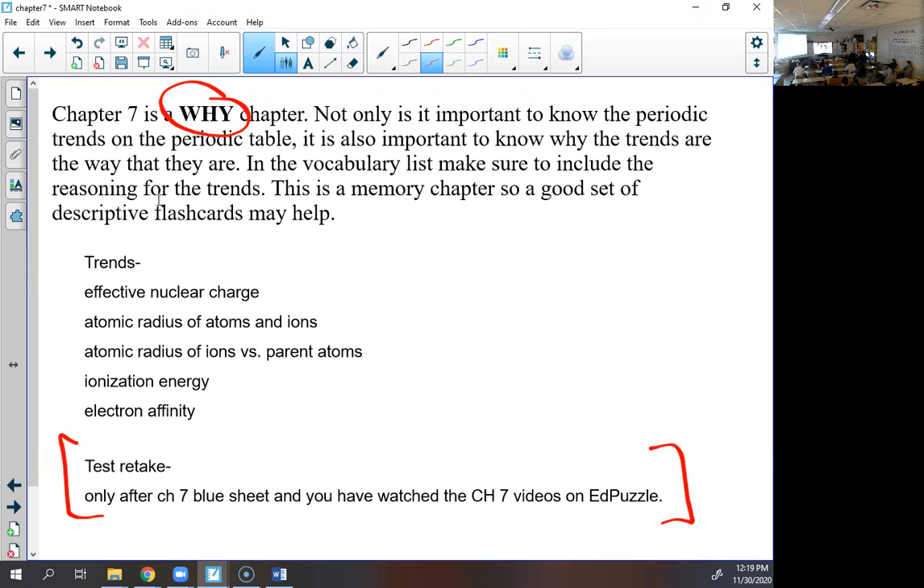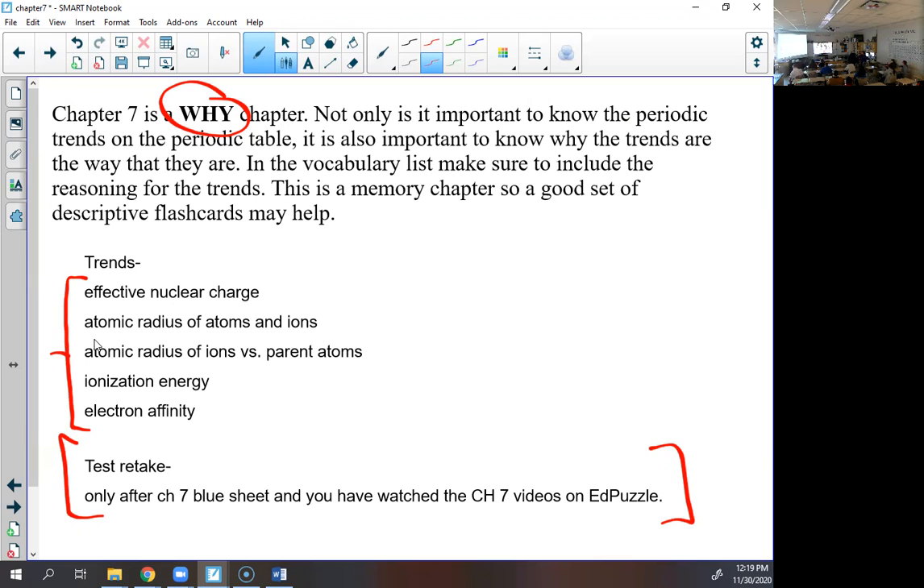In the vocabulary list, you can find that on Canvas if you want. Make sure to include the reasonings for the trends. This is a memory chapter, so a good set of descriptive flashcards may help. That's up to you. All right, here are the trends that you will be held accountable for. I did this real quick right before lunch. There may be more, but I'm pretty sure this is it.